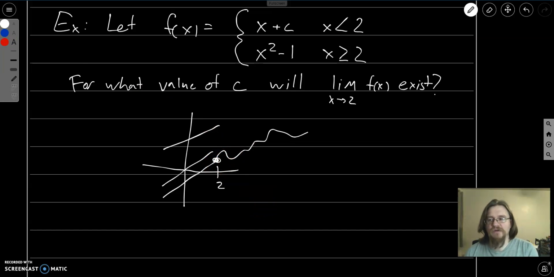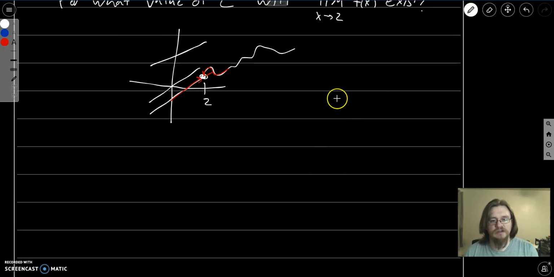Why is matching up important? Because then the limit from the left-hand side and the limit from the right-hand side are going to be the same. So what we want to do is make this so that the left-hand side and the right-hand side match up. So let's think about what the limit is as we approach 2 from the right-hand side. So let's draw a little bit more accurately.